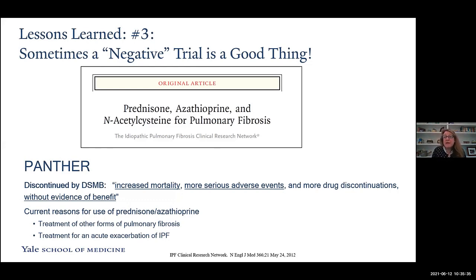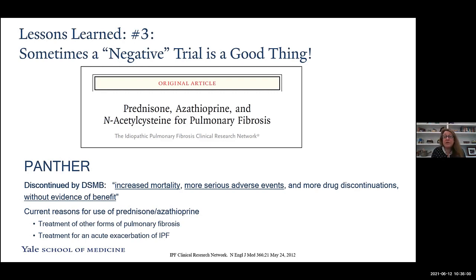But after that, once IPF tended to be separated out from the other forms of lung disease, it was not clear that this was safe. And finally, a study was done. And what it actually showed was that patients died more, had more serious adverse events, and did poorly with this when they had IPF. And so we now know that for most patients with IPF, immunosuppression is not a good thing.